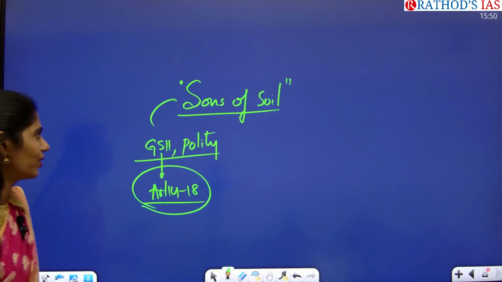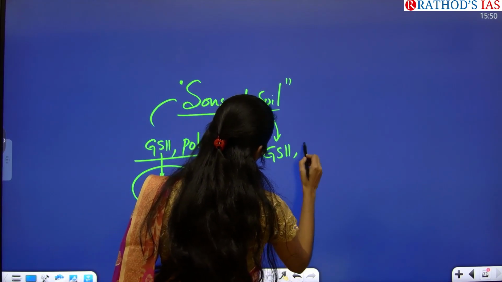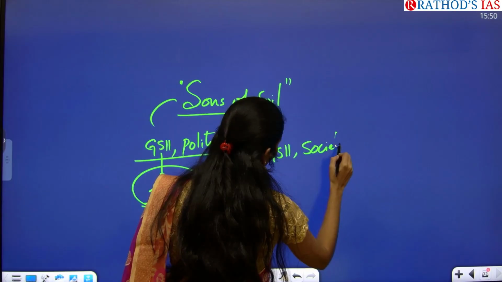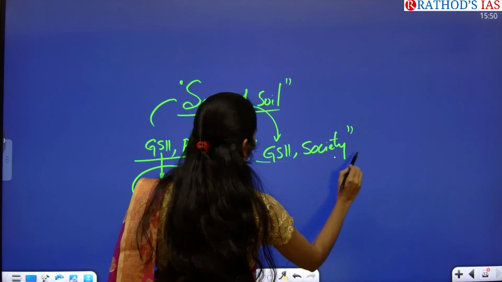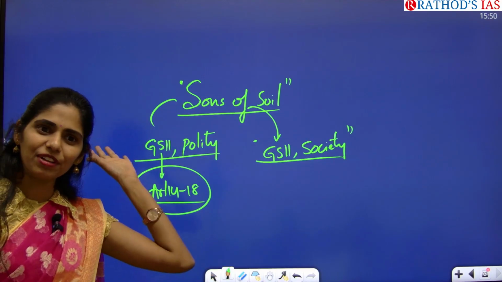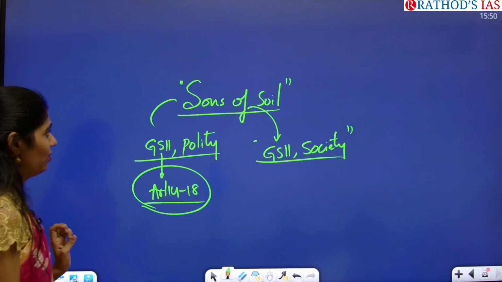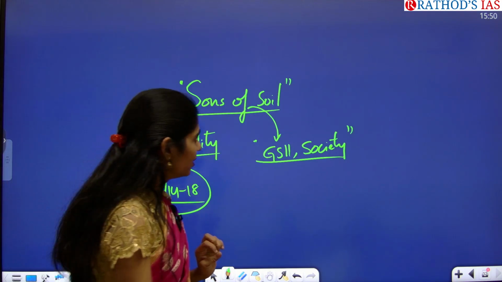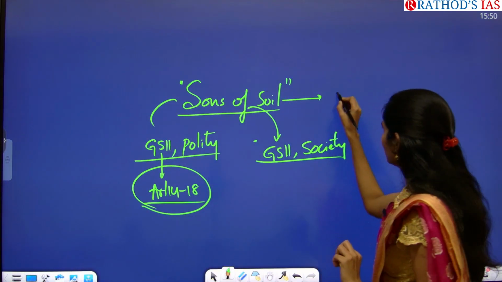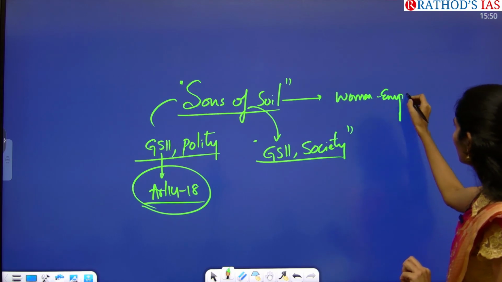Yes, right? Okay. So apart from this, from the GS paper on society, because this sons of the soil concept, we can call it a social issue or social evil which has been happening since ancient times, right? Apart from that, can we connect to any other subject from women? It will be very useful for women empowerment.